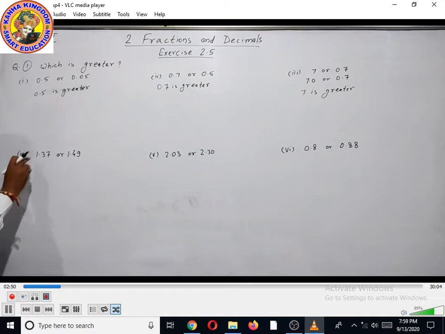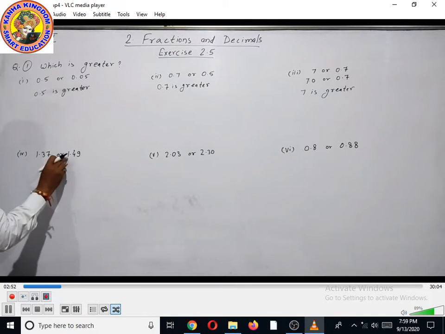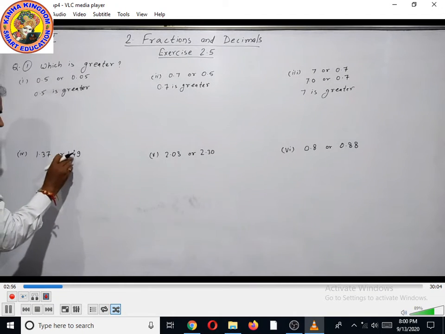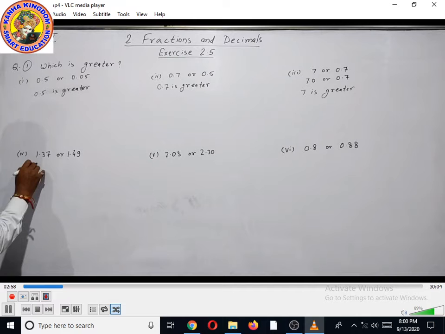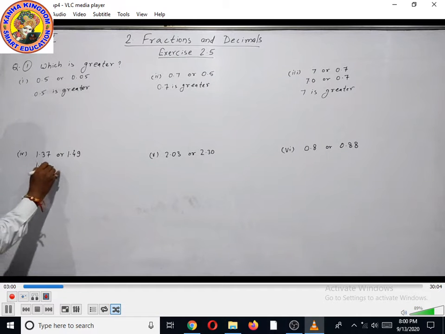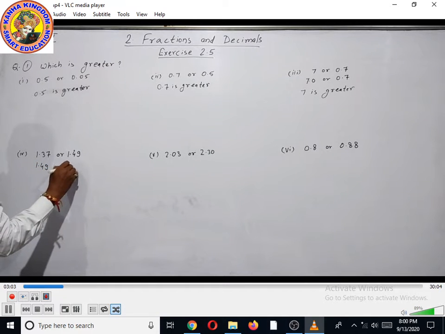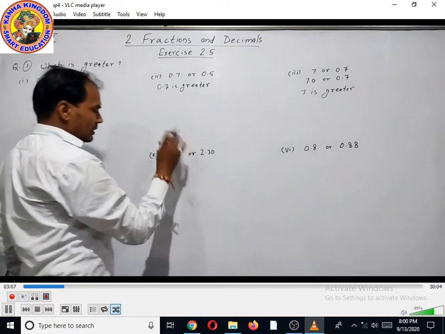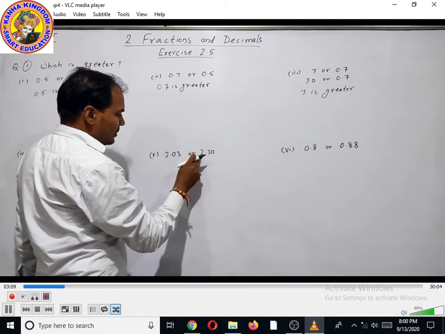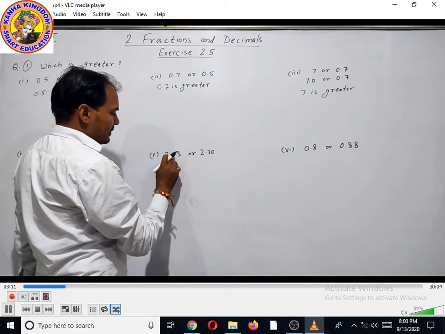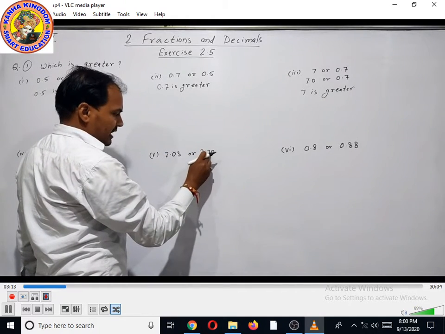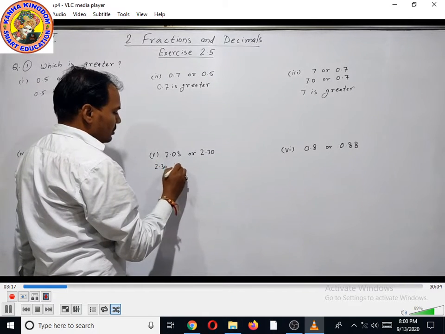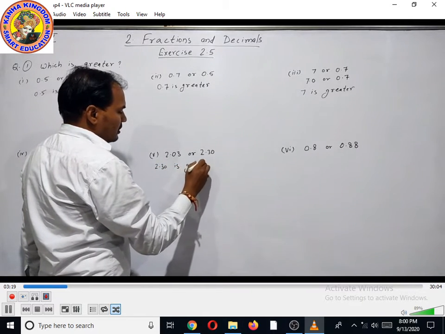Now in this question, the integer parts 1 and 1 are equal. In the decimal part, 3 and 4, 4 is greater, so 1.49 is greater. In this number, the integer parts 2 and 2 are equal. Now in the decimal part, 0 and 3, 3 is greater, so 2.30 is greater.